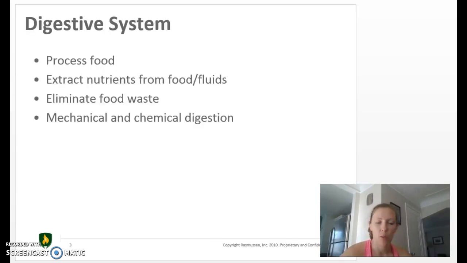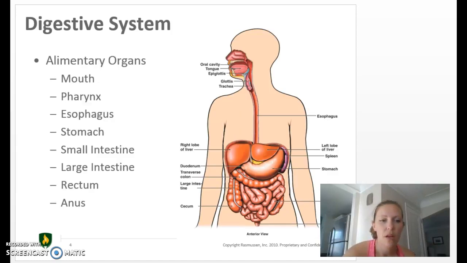All right, one chapter this week, just the digestive system. So our digestive system, as you know, is how we process our food and then how we get rid of that food waste after you have digested it. There's two categories of organs. The first is the alimentary organs. This is the tube that your food is passing through once it enters your mouth.